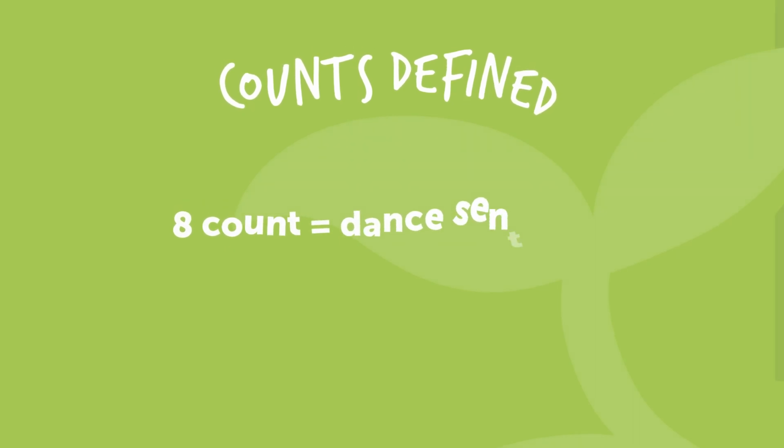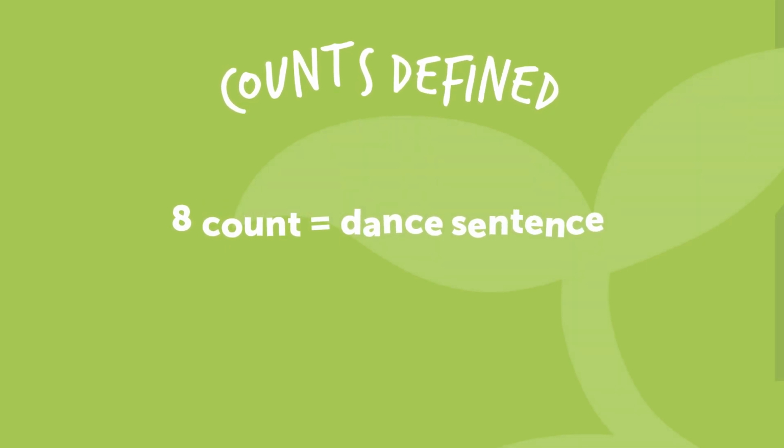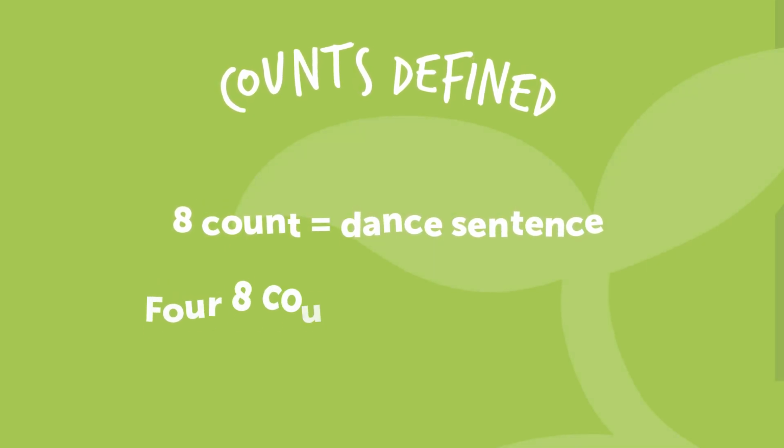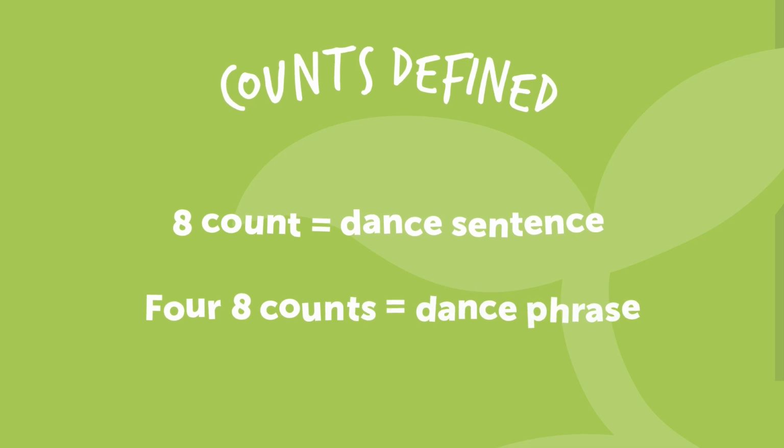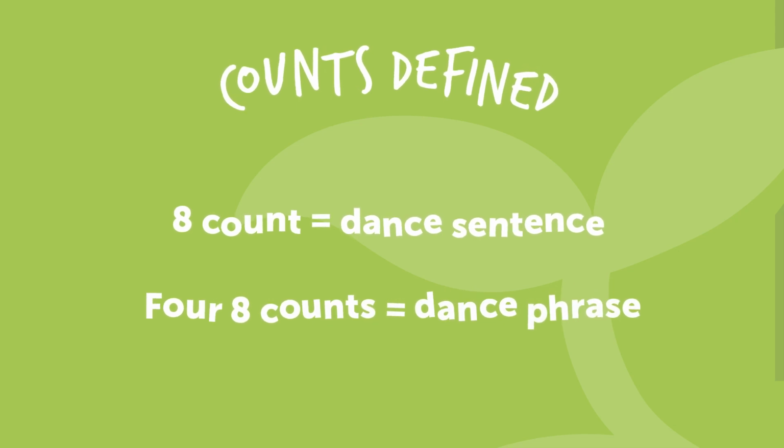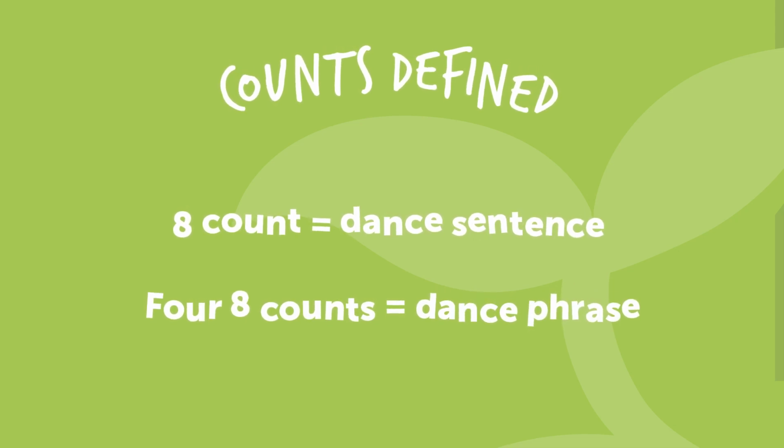As a reminder, dancers use 8 counts while dancing. An 8 count is like a dance sentence. Exactly. Today we will be creating 4 dance sentences, meaning 4 8 counts. We call that a dance phrase. It's kind of like a paragraph in writing.